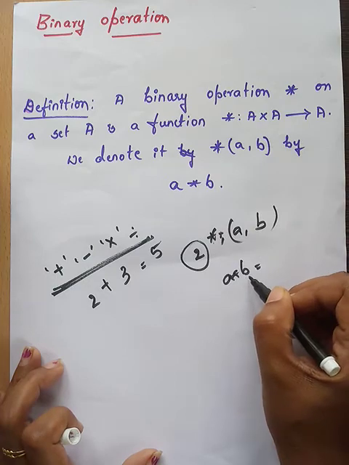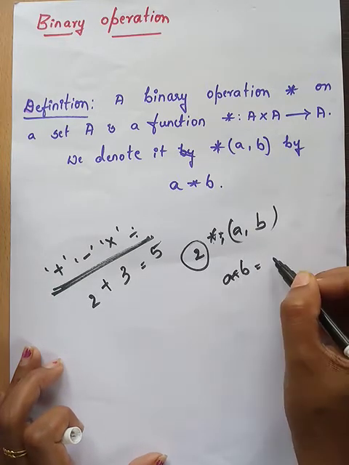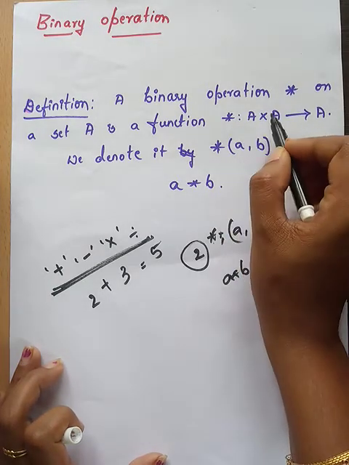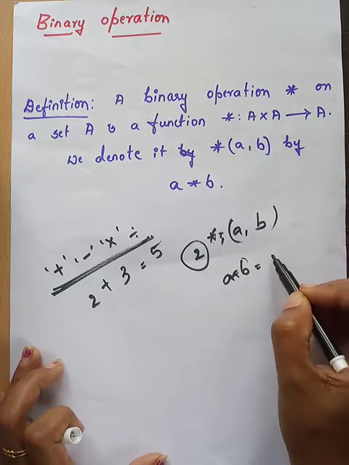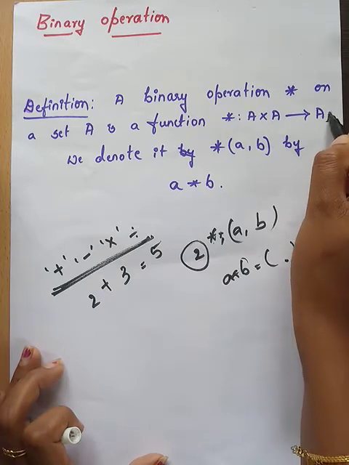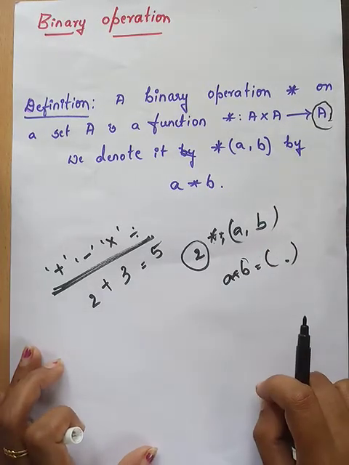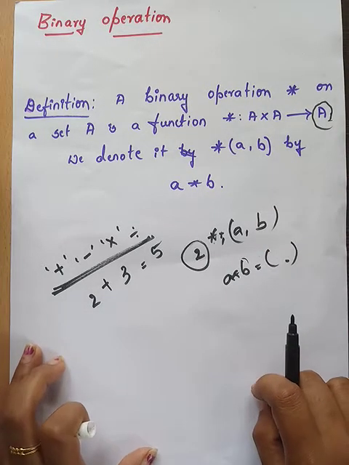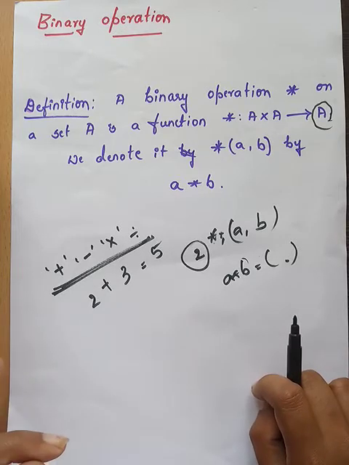So what does this operation say? When you do a star b, that is when you apply this operation on these two terms, you'll get an element. That element should belong to set A again. Only then do we say that the given operation is a binary operation.